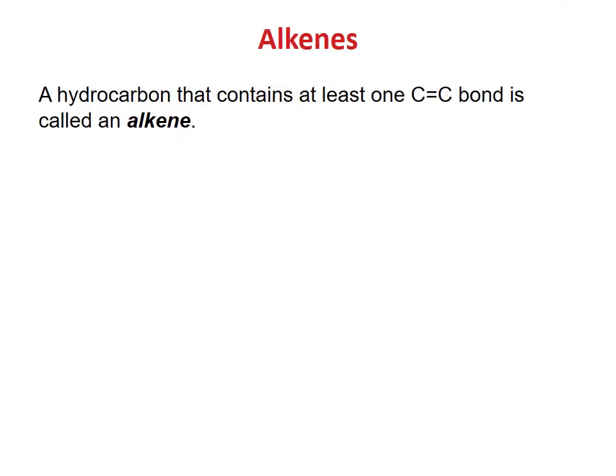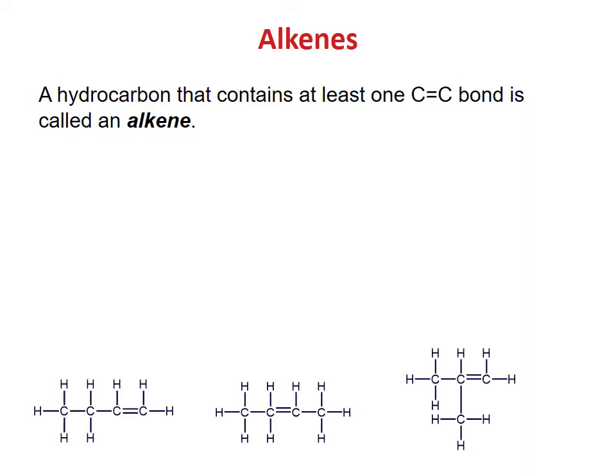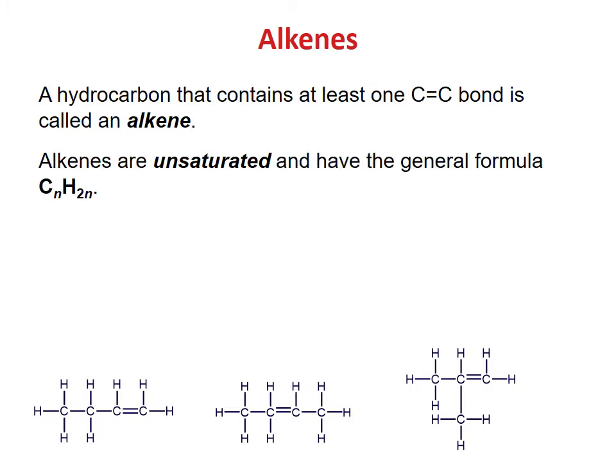A hydrocarbon that contains at least one carbon-carbon double bond is called an alkene. Here are three examples. They all have a double bond. Alkenes are unsaturated and have the general formula CnH2n. Let's look at the first molecule.